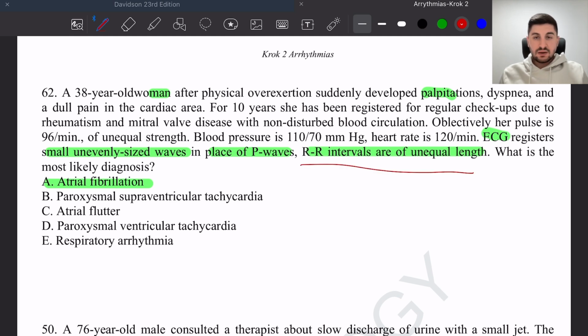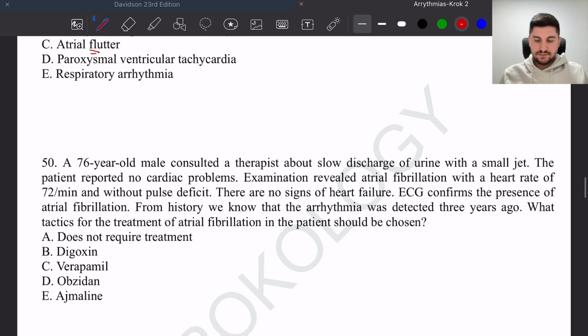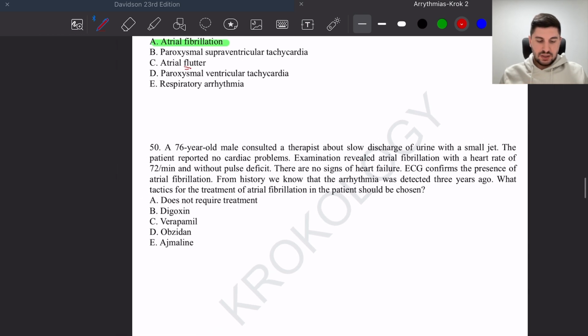It's important that RR intervals are of unequal length. It means that it's an irregular rhythm. We will use it to differentiate it from atrial flutter, right now in the next arrhythmia.